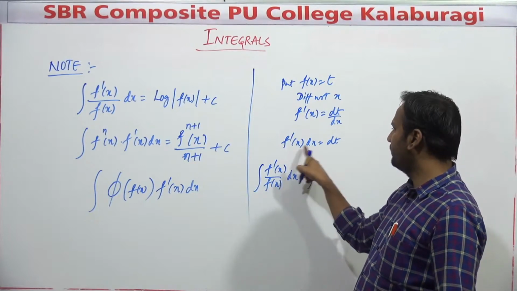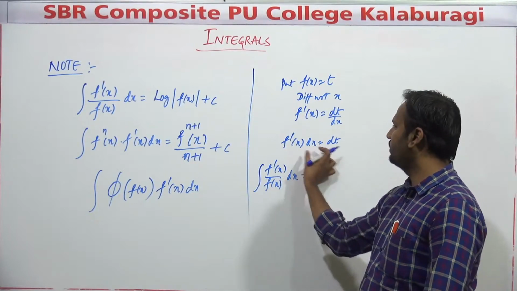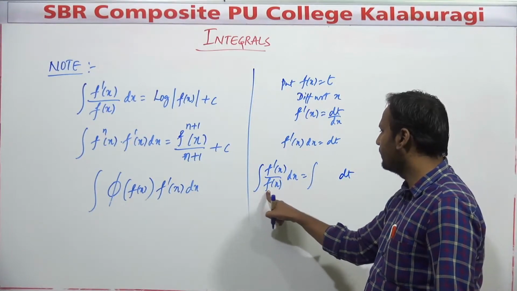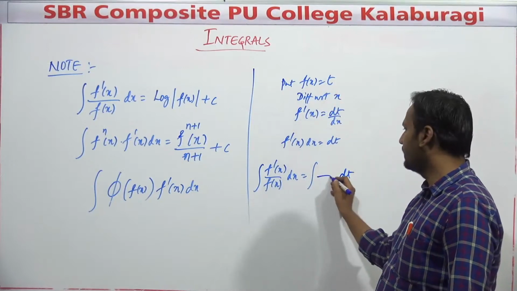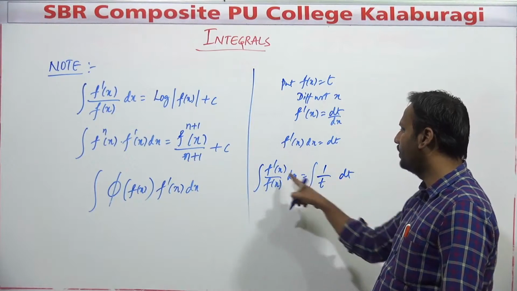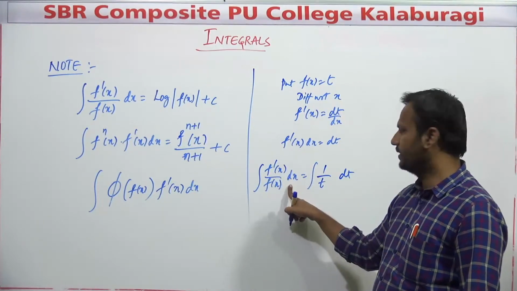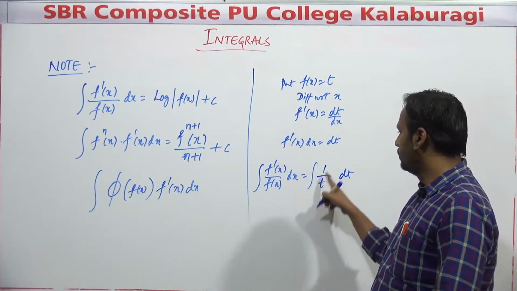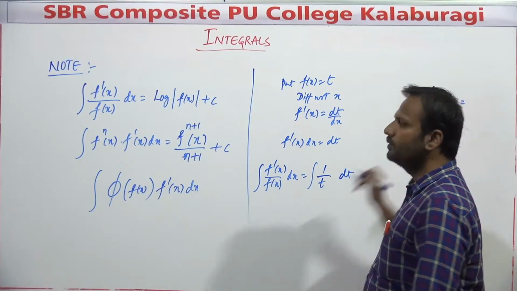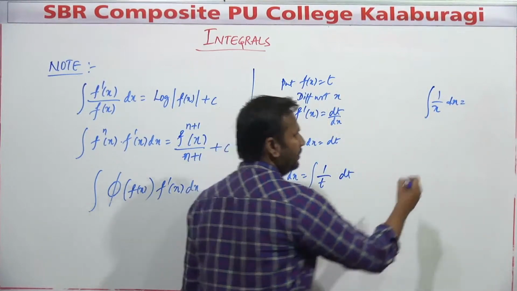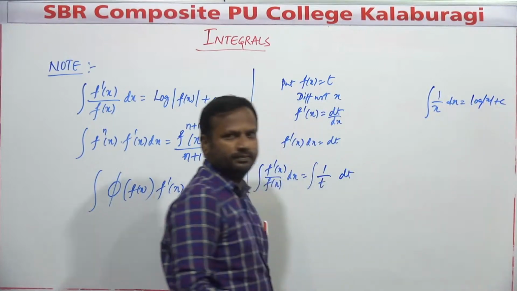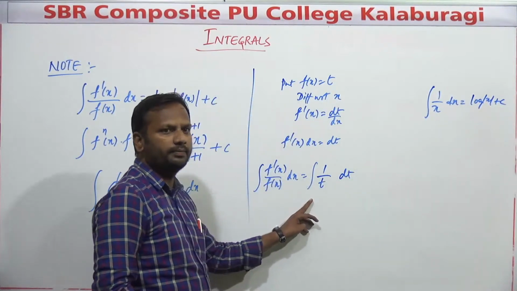Just see here. What is f dash of x dx, friends? It is dt. In the denominator, what is f of x? We substituted f of x as t, so it will be 1 into dt. What is dt here? f dash of x dx. Its denominator is t. So it looks like this form: 1 by x dx. What is the integration of 1 by x dx? Log mod x plus c. Agree? So it is in this format here.